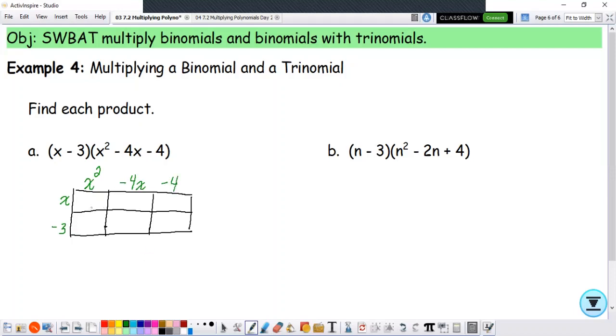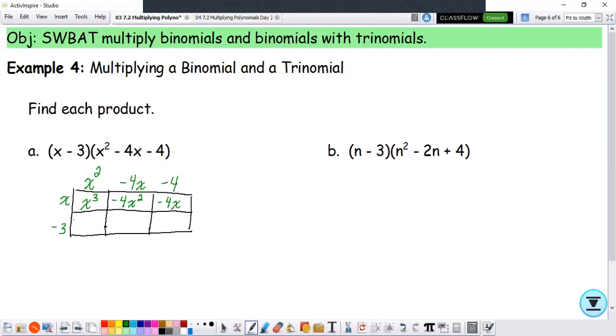And just like if it were a binomial times a binomial, I'm going to find the area of each section using the dimensions for the section. So the top left section is x by x squared. X times x squared is x to the third power. The top middle section is x by negative 4x. That becomes negative 4x squared. And the top right section is x by negative 4, or negative 4x.